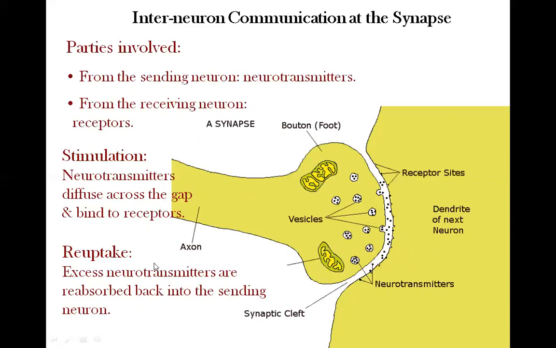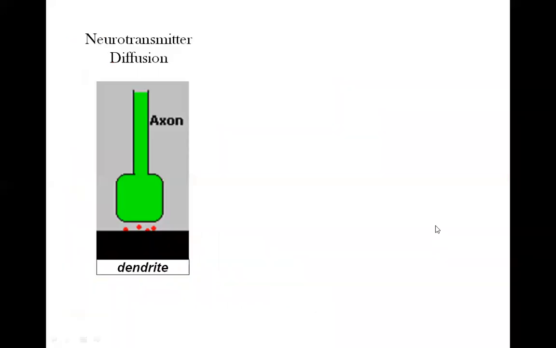The third factor that determines how strong a stimulation is, is the reuptake rate. If the reuptake rate is really fast, then the stimulation is going to be weak. If the reuptake is very slow, the stimulation from the first neuron to the second neuron is going to be stronger.